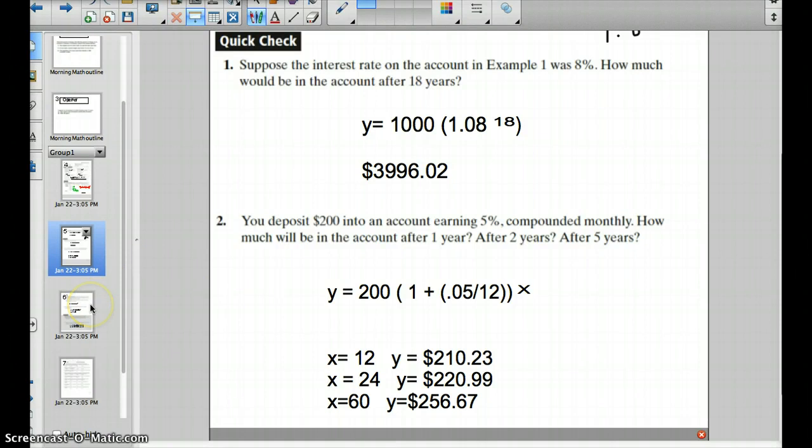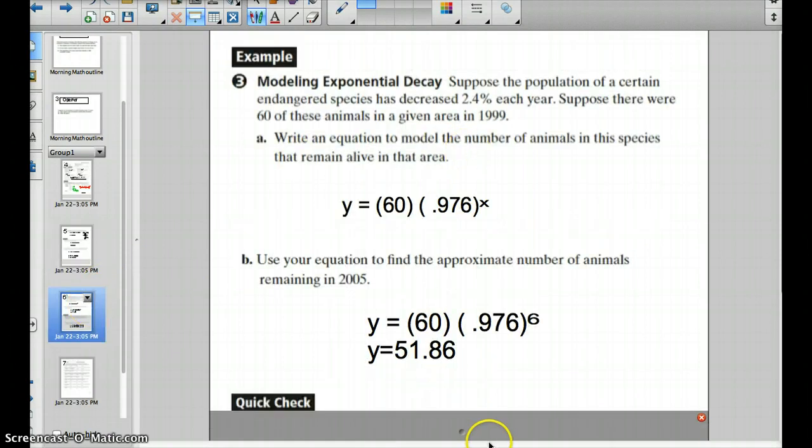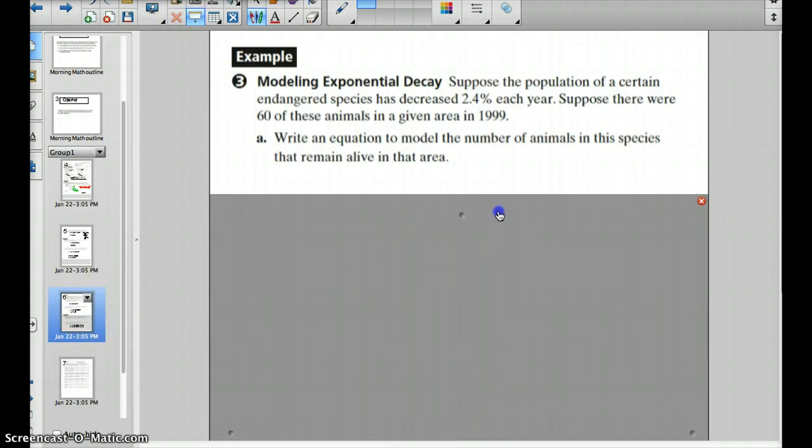Moving on to a decay. So here is a model for our decay here. We have an endangered species that is decreasing. We're losing 2.5% of the population each year. And so if we start out with 60 of these animals in a given area, how many are we going to have after 1 year, after 2 years? When are we pretty much going to be down to a half an animal, which we can't have, and we know that they're extinct now?